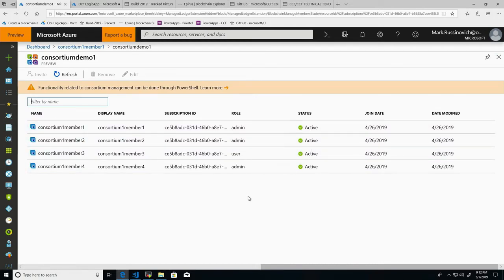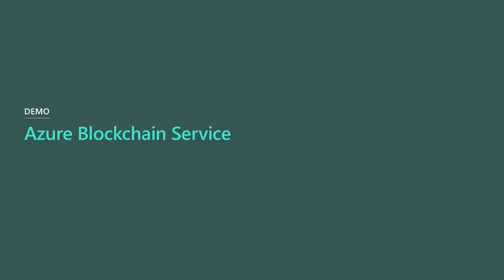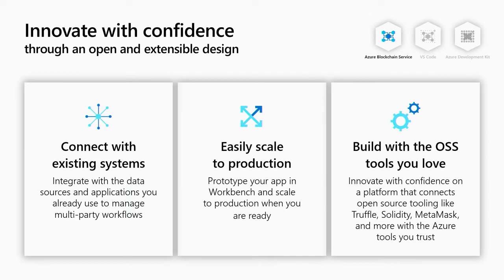So that's a quick look at Azure Blockchain Service. Now, let's talk a little bit more about what we've got coming this week, or announced this week, to support the things that you want to do once you have that basic foundation up and running. And of course, those things, like I mentioned, are connecting to your existing business systems, scaling out to production, and then building and managing those smart contracts.